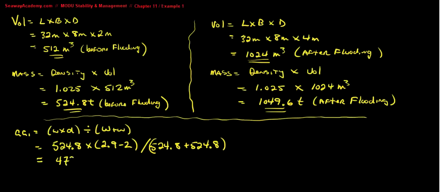So we end up with 472.32 ton meters divided by 1,049.6 tons. So our shift of G to G1 is 0.45 meters.